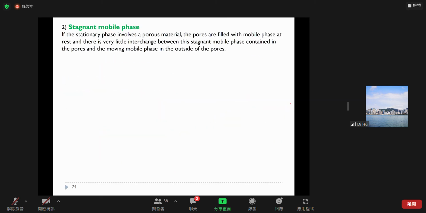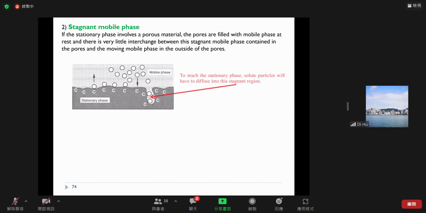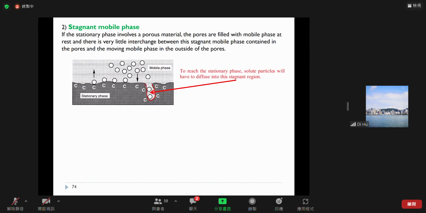So how about stagnant mobile phase? You might wonder, what do you mean stagnant mobile phase? Remember, we have the supporting solid phase, the silica particles, and they are porous. What does that mean? That means those areas. So here's a pore, okay? The pore areas may be filled with some mobile phase, and then the mobile phase here will be at rest. They're not really exchanging or moving. So they call that stagnant, meaning not moving.